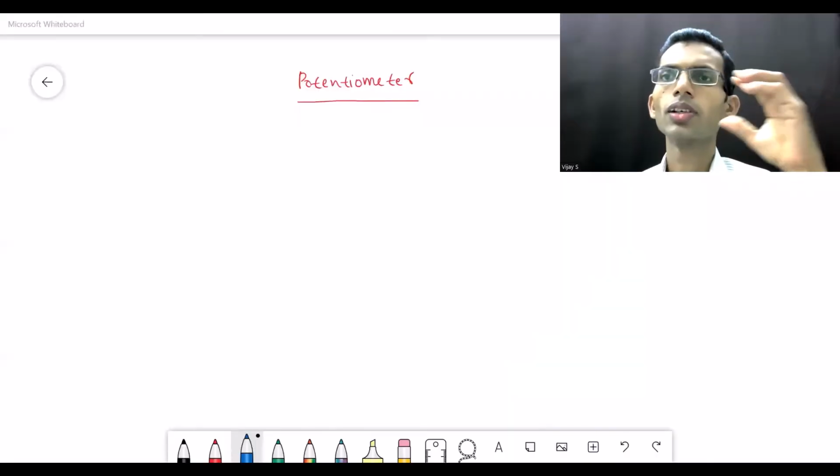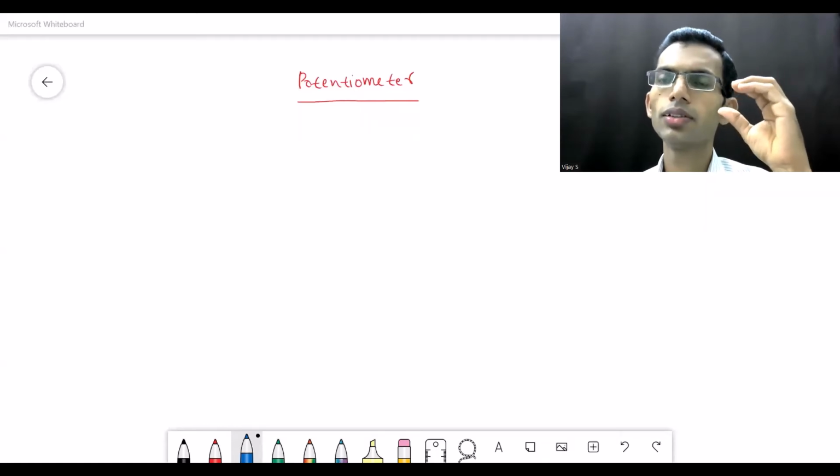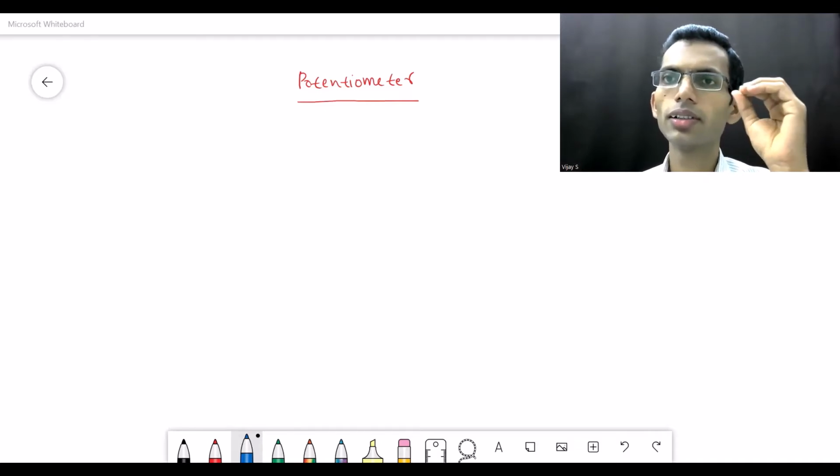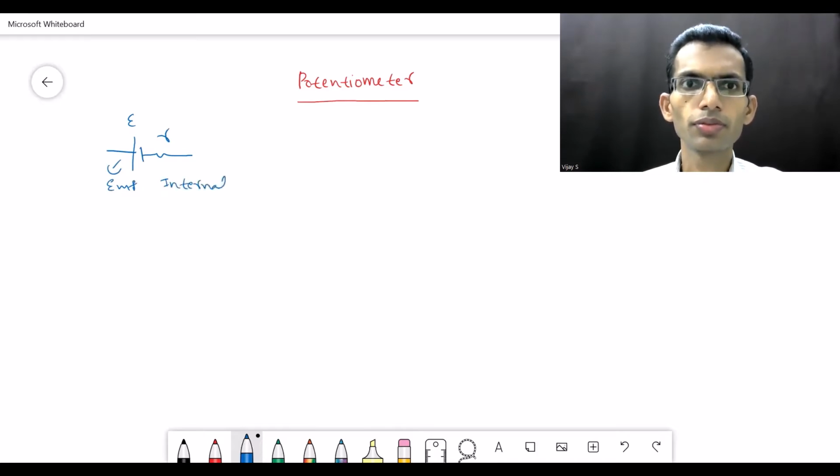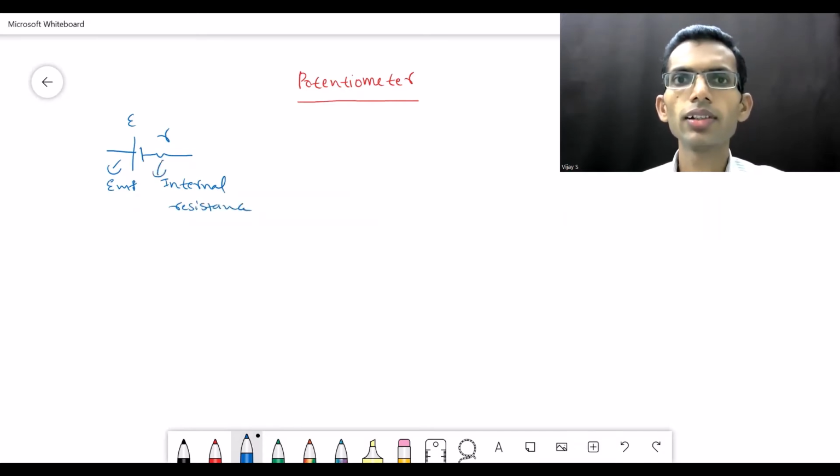IIT-JEE and NEET. Today, let us see about potentiometer. Potentiometer is a device which is used to measure EMF of the cell, internal resistance of the cell, or potential difference across any element like a resistor, like this. So it can be used to measure EMF of the cell and internal resistance of the cell and potential difference across any element like a resistor, like this.